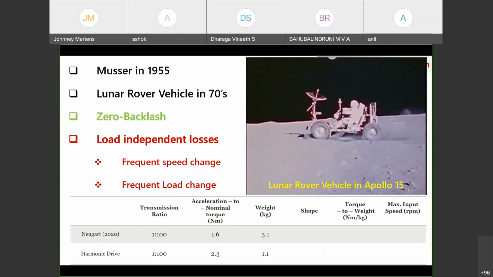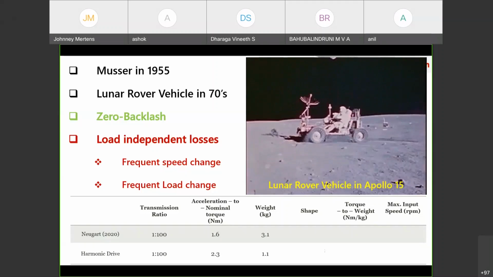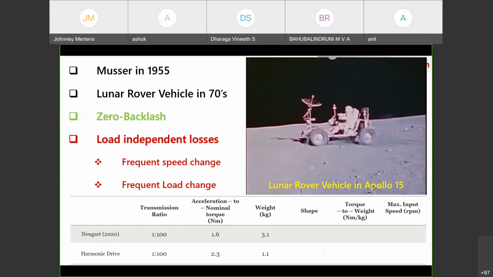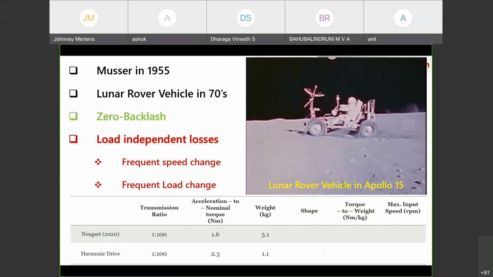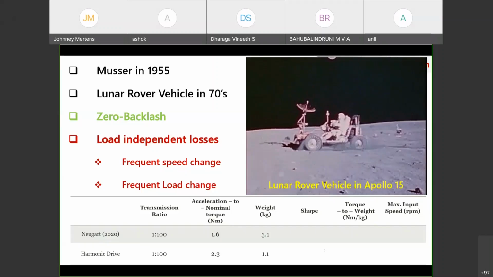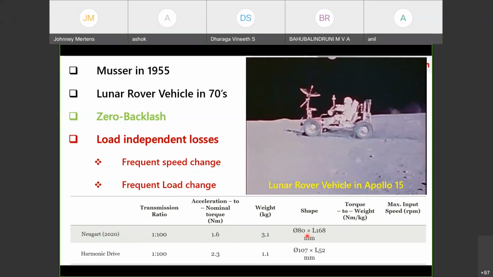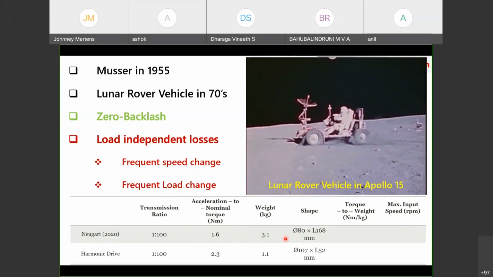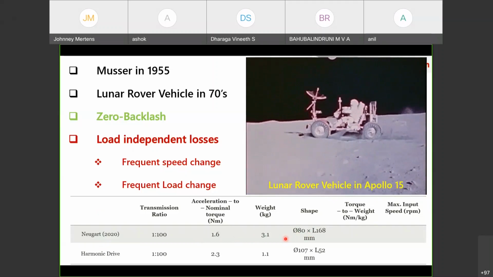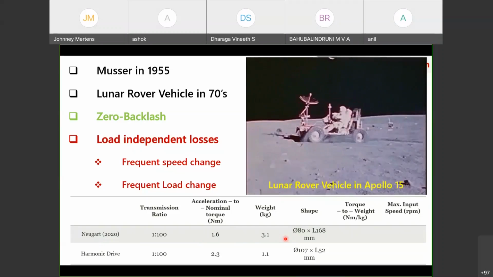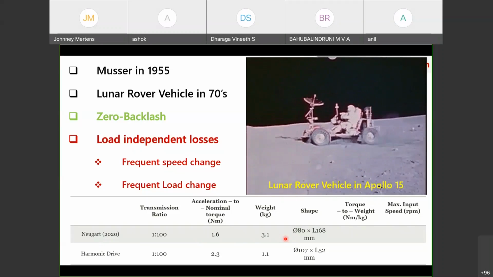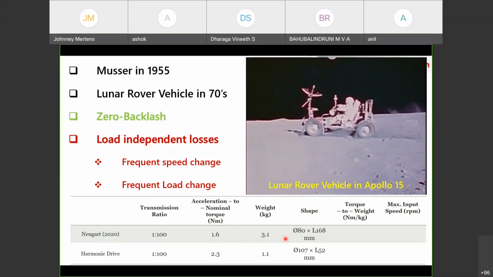And you see the weight also from 3.1 to 1.1 kg. So there is a drastic reduction in the weight, from 3.1 to 1.1. And you see the shape also. You can see the diameter of this; it is approximately a circular shape. That's why it is given as diameter into length. So the diameter of this new planetary gear system is 80 and length is 160.